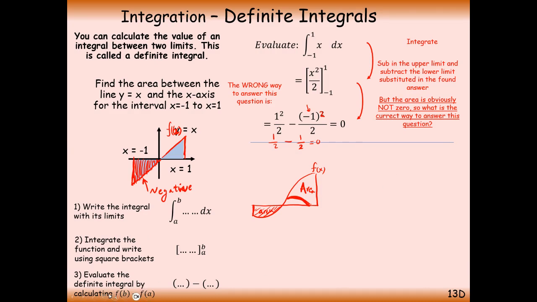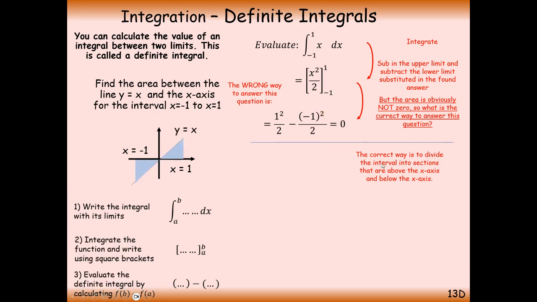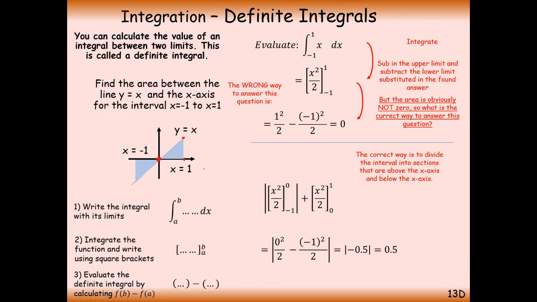So the correct way to go about finding the area is to take the absolute value when you substitute the limit, or basically break it up into two parts. You know that from 0 to 1 it's going to be positive. So here is the right side of the graph where you don't have to adjust anything. But here, if you notice, I put two big signs here. This means take the absolute value.